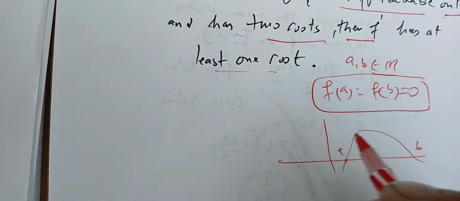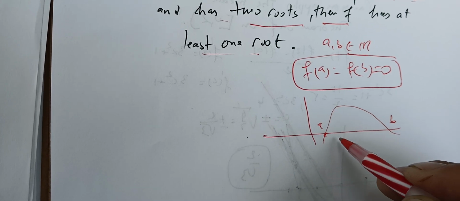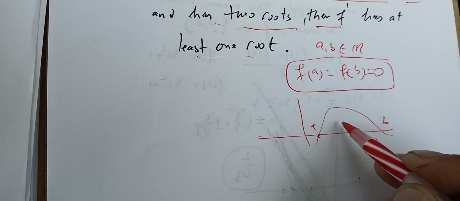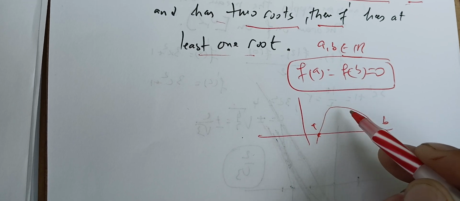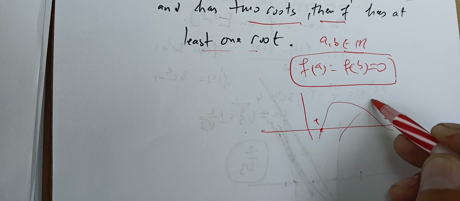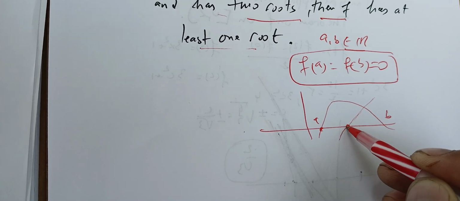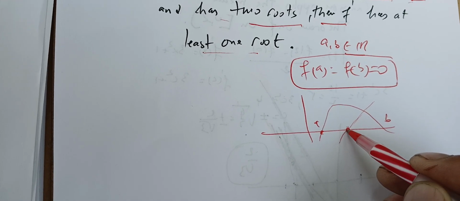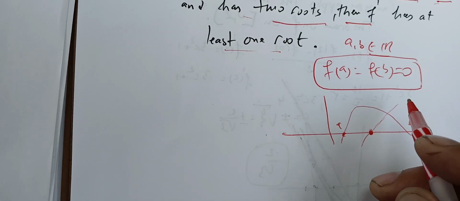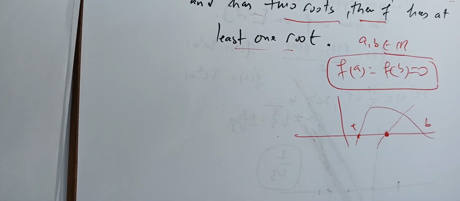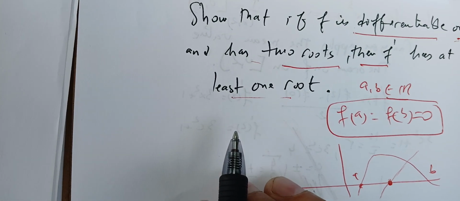Okay, how can we do that? So we want to see that f prime can cross the x-axis at some value here. At this value, the value of f prime is going to be 0. How can we do that? We're going to use the mean value theorem. We have all the conditions to apply the mean value theorem.